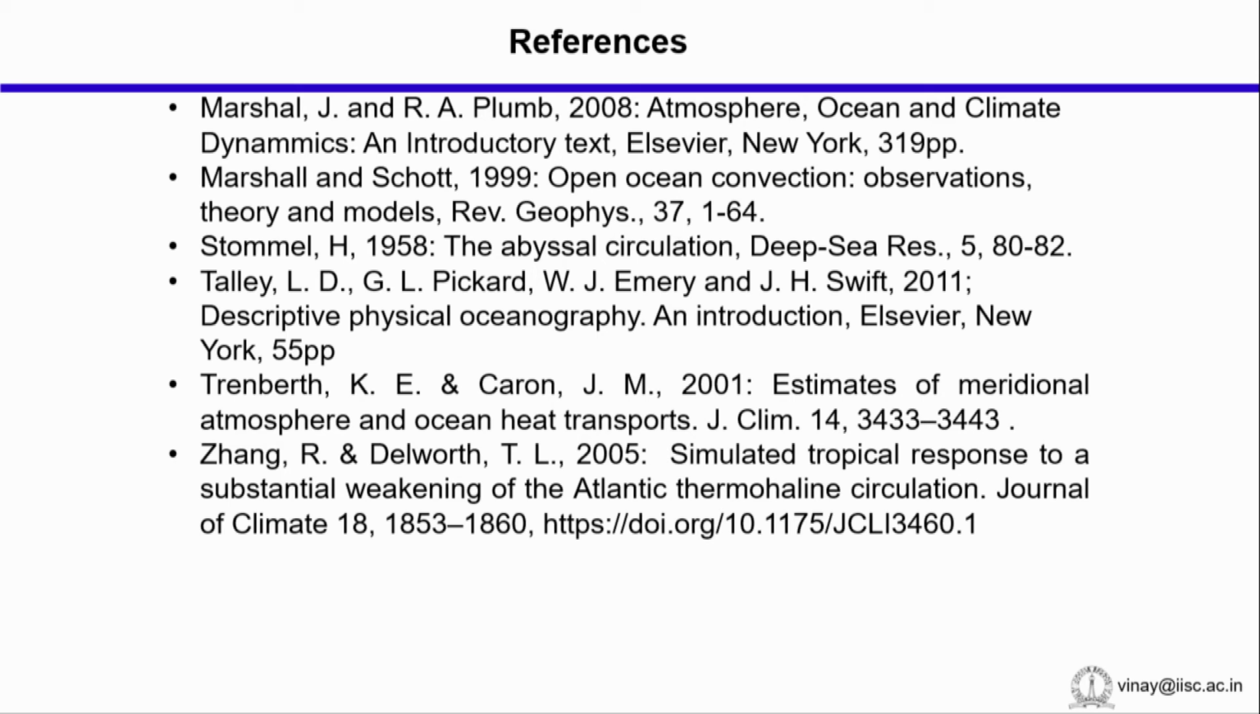Here is a list of references that has been used in this talk. The one by Marshall and Plumb and by Tilley et al. are nice books on oceanography. They have given excellent chapters on thermohaline circulation as well. The paper by Marshall and Schott has explained in detail the process of deep convection in the ocean. The abyssal circulation is a classical paper by Stommel in 1958. The papers by Trenberth et al. and Zhang and Delworth give you the impact of climate change on global thermohaline circulation.